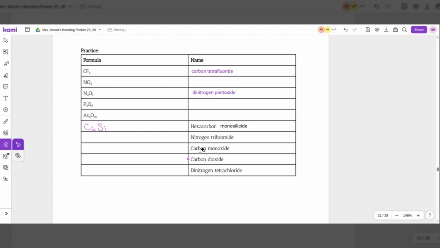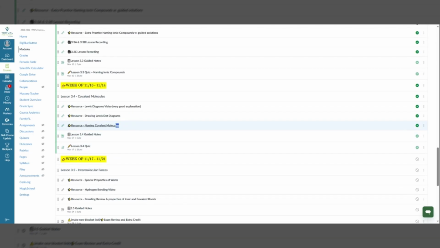Carbon dioxide. So this is a compound hopefully you're familiar with in your life. So carbon, there's no mono since it's the beginning. So it's just C for carbon. Di is the prefix for 2. Oxide, so that means O2. All right, so those are the only examples I'll go through. There is, of course, another resource posted in your modules for this. So if you do run into trouble, feel free to watch this video as well. And then try and go through these last couple examples on your own.